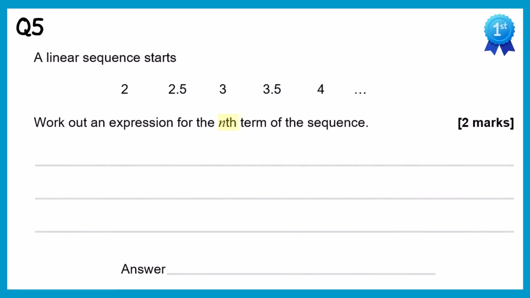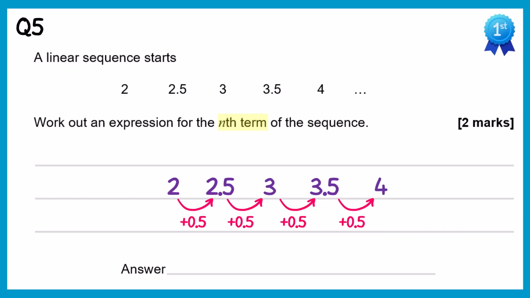In this question, we need to find the nth term of this sequence. We'll start by working out the difference between each of the terms. To get from one term to the next in this sequence, you always add on 0.5. This means the nth term will start with 0.5n.